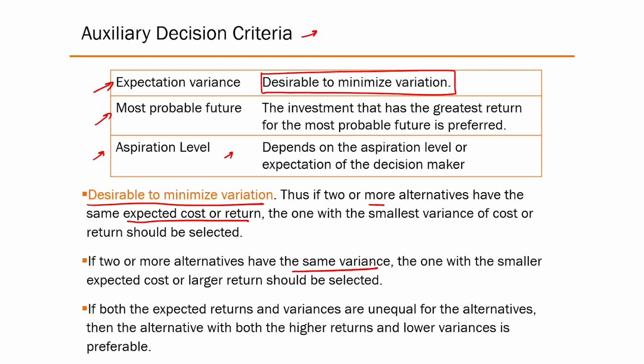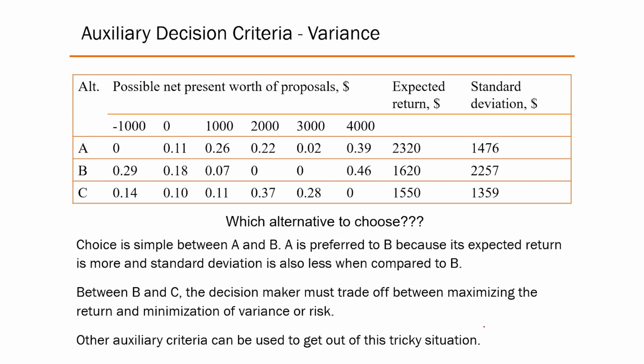Make sense? But if both the expected returns and variance are unequal for alternatives, then the alternative with both higher returns and lower variance is preferable. Right? You are basically trying to maximize your returns and lower your variation. That's what this principle does. Seems simple, but even these three rules will not be able to help you in alternative selection all the time. Okay? So, for example, let's look at an example here.